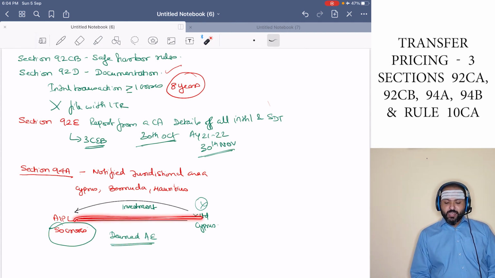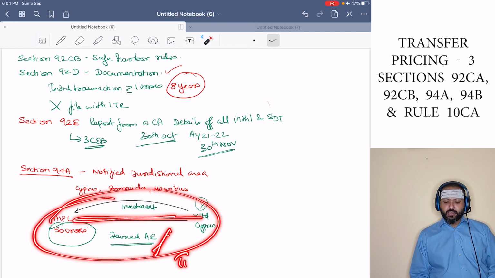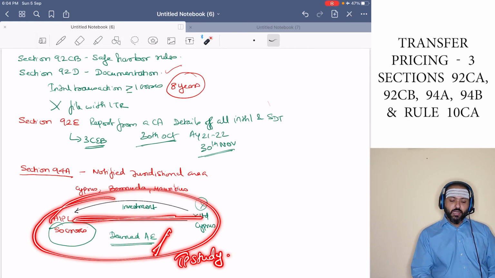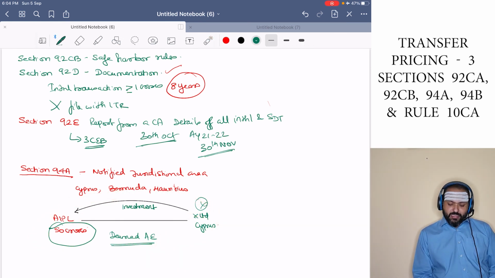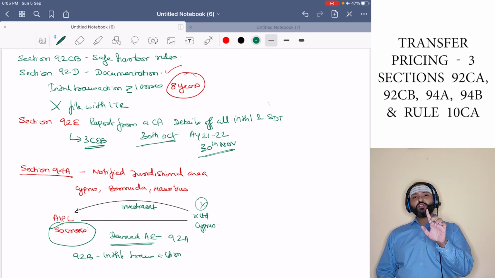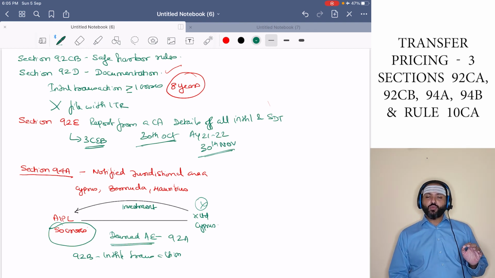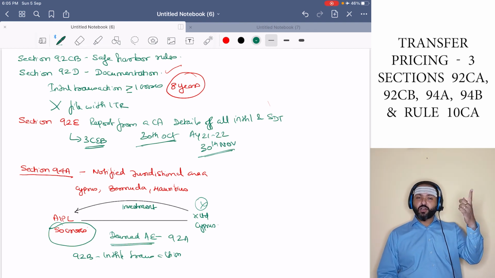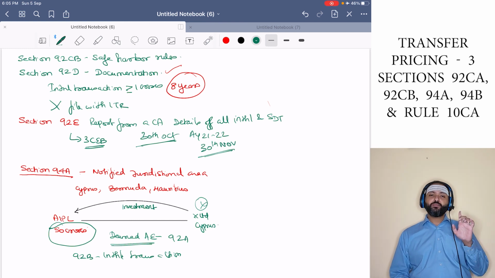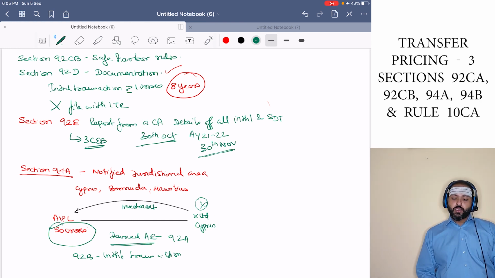These two will be treated as AEs, and the transaction will be subject to TP study. So what will happen? This transaction is a 92B international transaction, and these two parties are 92A related parties. Therefore, I will have to check whether the transfer pricing provision has to be applied for arm's length or not. This is the penalization number 1.